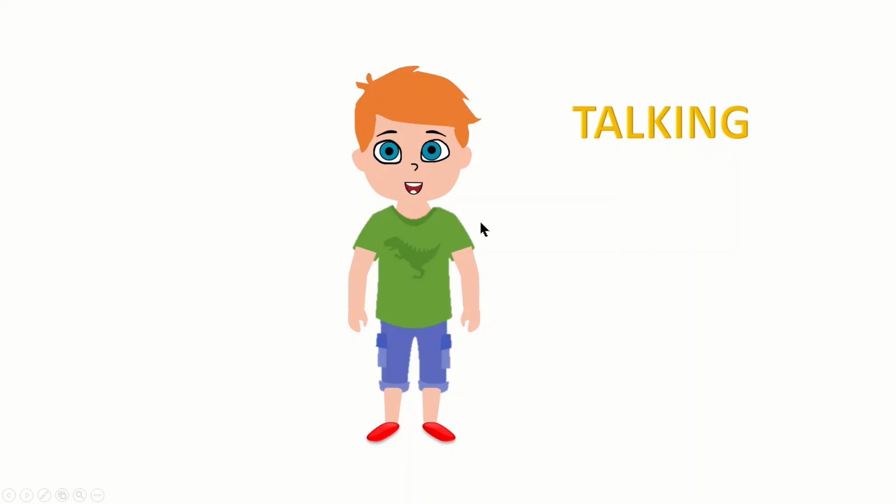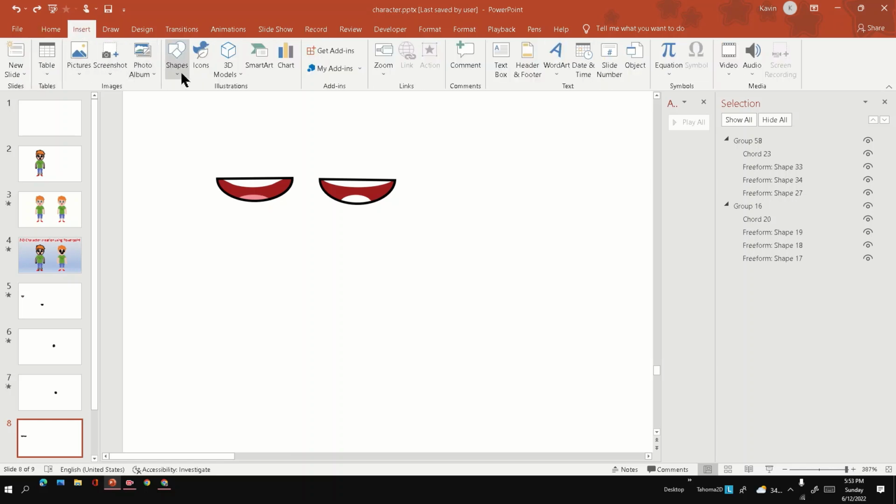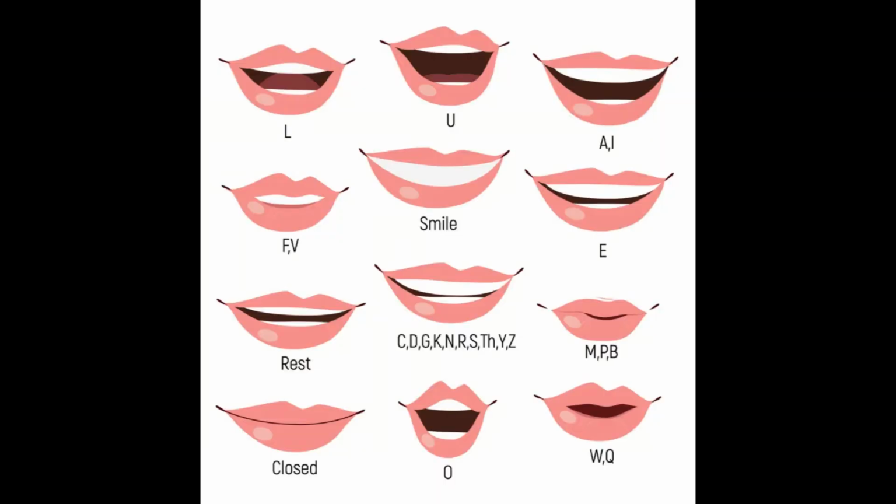So let's see the talking animation. First, let's create different lip shapes. These are a few examples of lip movements. Let's create a few of those for our case.